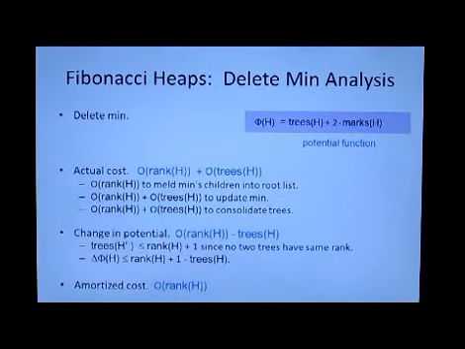Now, delete minimum analysis. The actual cost is O(rank(H)) plus O(trees(H)), and at the end the amortized cost after the potential function is equal to O(rank(H)). So it's equal to O(log n).